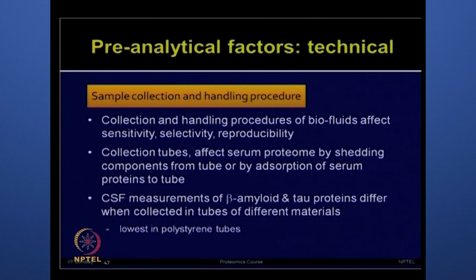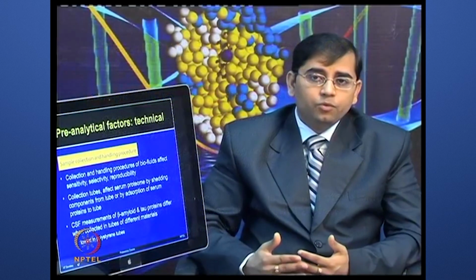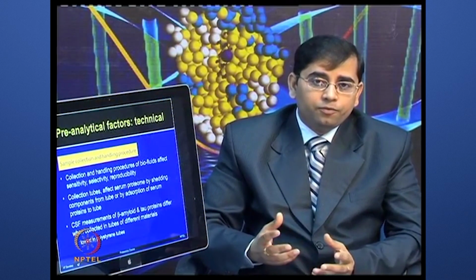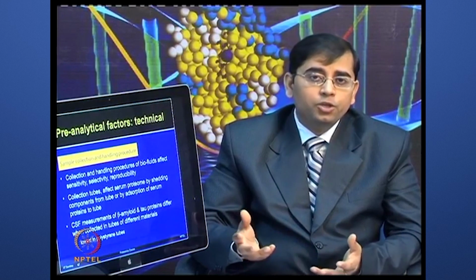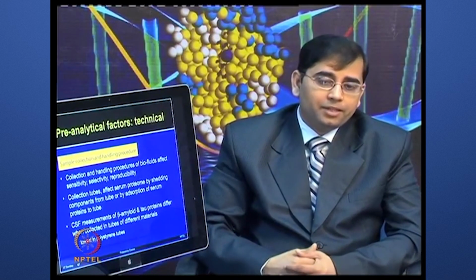In the cerebrospinal fluid measurement of different proteins such as beta amyloid and tau proteins, when people analyzed these in tubes of different materials, they found that they had different types of effects, and the effects were lowest in the polystyrene tubes. So, with this discussion, it is very important to understand that one needs to avoid different types of sample tubes being used for collecting your biological samples.